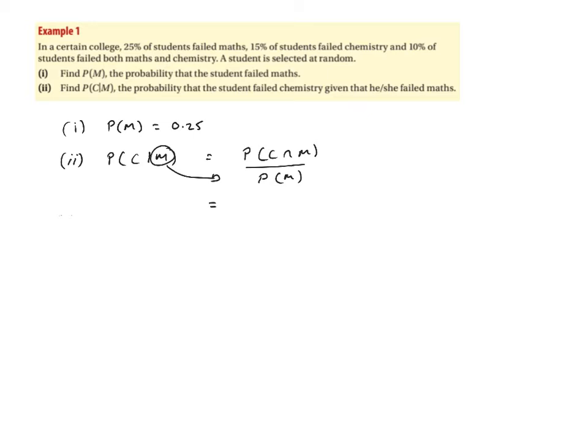So it's the probability of C intersection M. We're told that 10% of students failed both maths and chemistry, and 10% is 0.1, divided by the probability that they failed maths. Well, we already know that, that's 0.25. And if we put that into a calculator, what we get is 2/5, which is equal to 0.4. Okay, so that's just using the formula there. That shouldn't be too difficult.